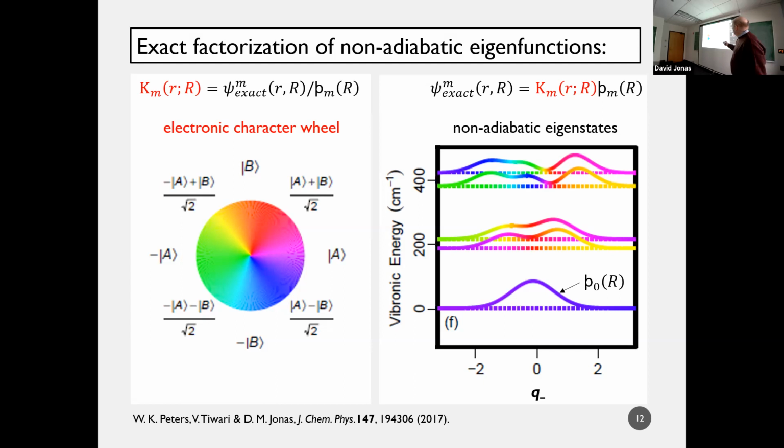So if we look at that situation before, this color wheel, that's my electronic factor in the exact factorization. And then the amplitude that's shown here is my vibrational factor in the exact factorization. And you'll note that these eigenfunctions don't have any nodes, right? This one comes close to 0 at that point, but there's no nodes in those eigenfunctions.